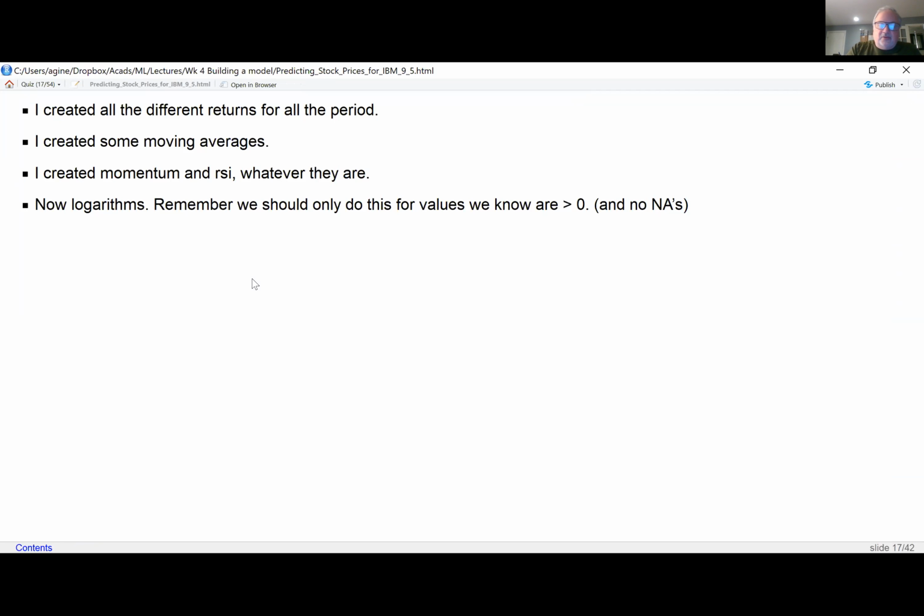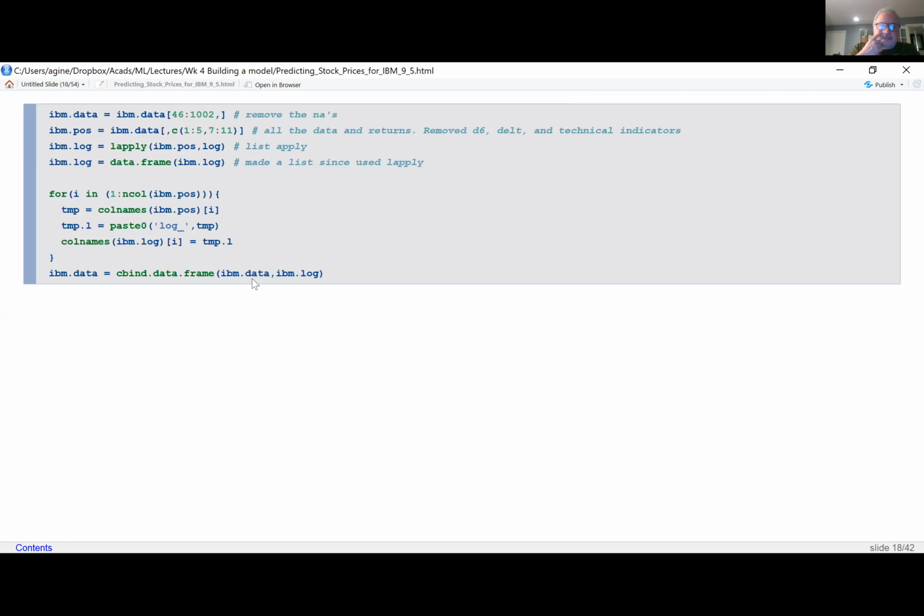And now we're going to do logarithms. Remember, logarithms only make sense if your numbers are greater than 0, and no NA. So we have to deal with that. I cropped the data set. I removed the first 45 entries to make sure I didn't have any NAs. And IBM.positive is the result. If you look at the columns, these are the 5 days, and these are the volumes. So this is really all you want, enough anyway.